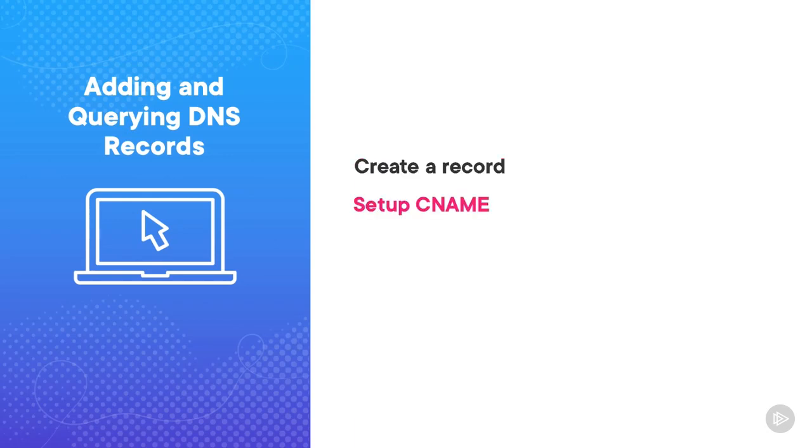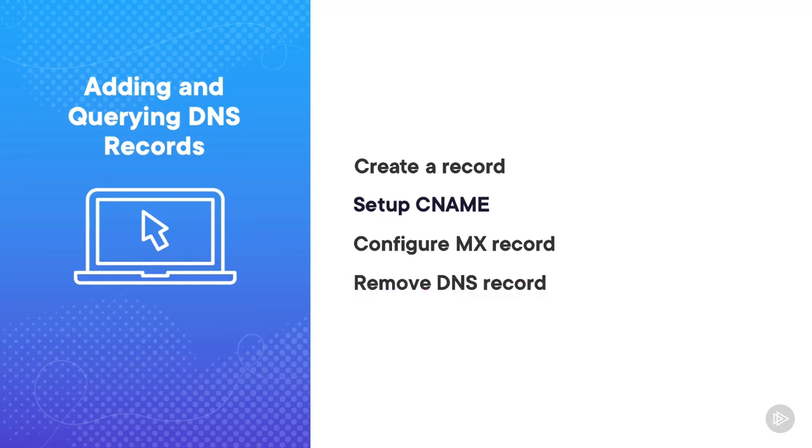We'll then set up a CNAME record, which the company wants as a promotional subdomain. And then we'll configure an MX record too to make sure that the emails go where they're supposed to for this new promo domain. Finally, we'll remove the CNAME and MX records, demonstrating just how to clean up once a promotional campaign ends.